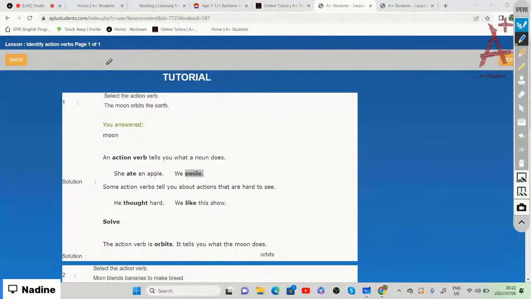The moon orbits the earth, right? So what does the moon do? Remember, you need to also ask yourself questions like, what does the moon do? Especially since the action verb tells us what the noun does. So the moon orbits the earth. What does the moon do?